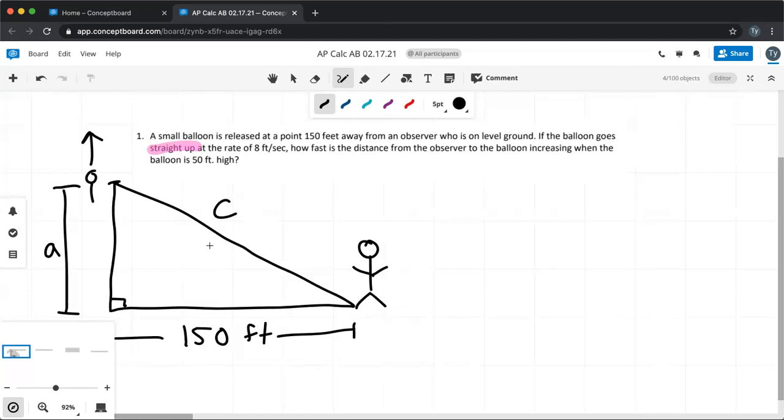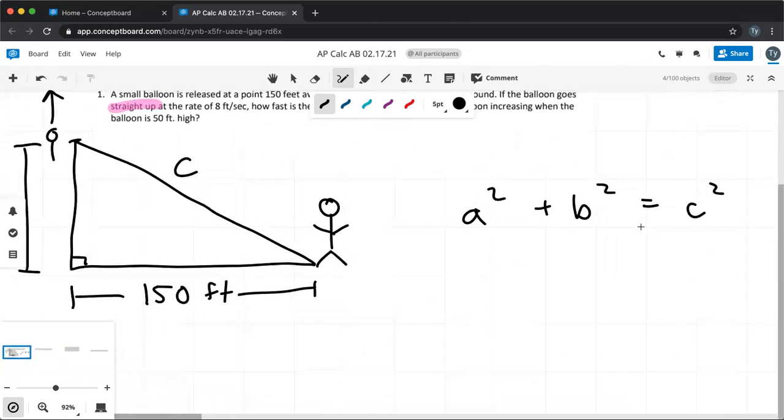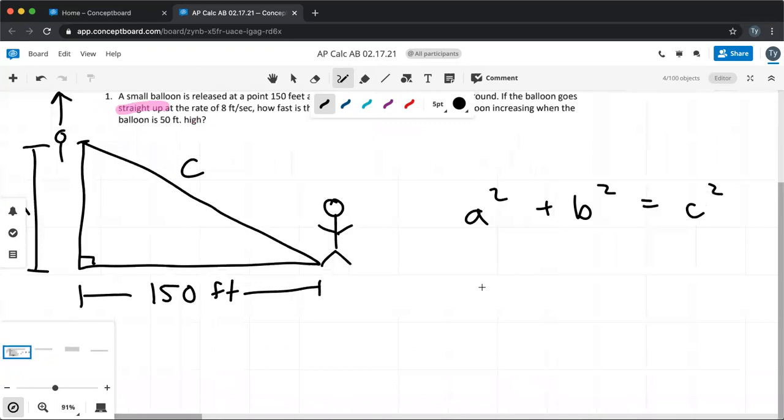So I kind of hinted, right? We have a right triangle. There's an A here. Well, this isn't changing, but we could call that B. And this is C. Yep, we're going to be looking at the Pythagorean theorem. So A squared plus B squared is C squared. And we care about the rate, so we are going to differentiate both sides with respect to time.